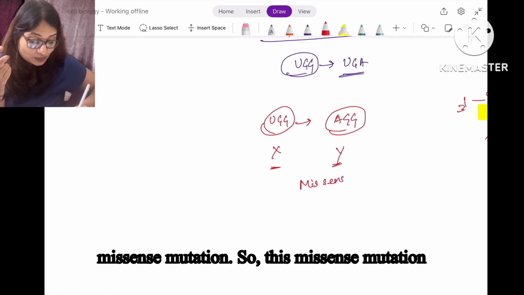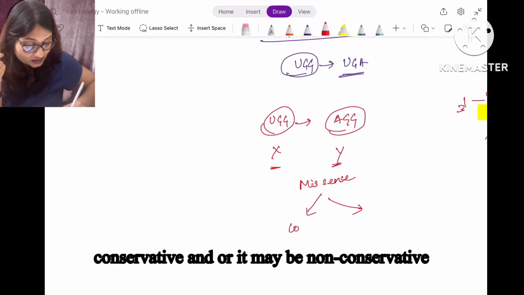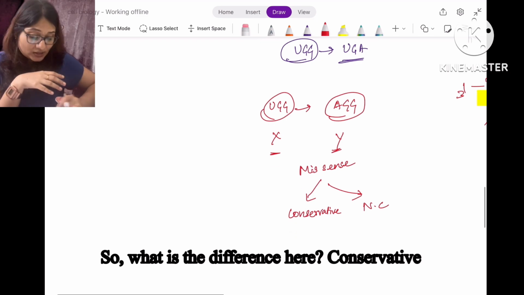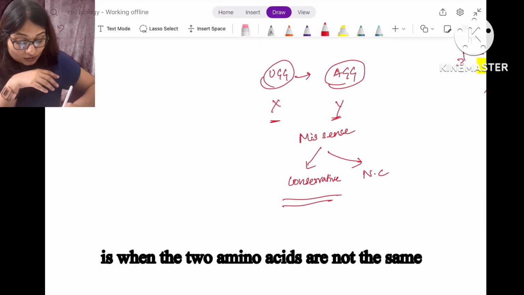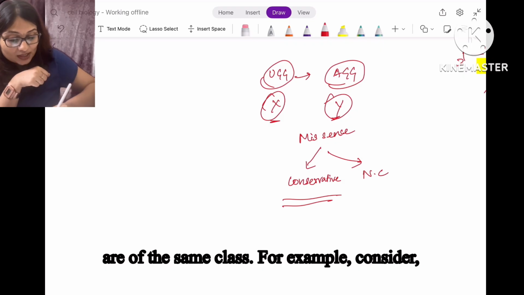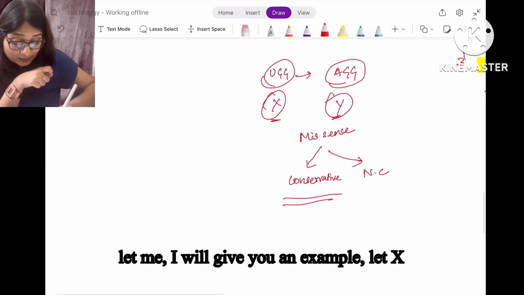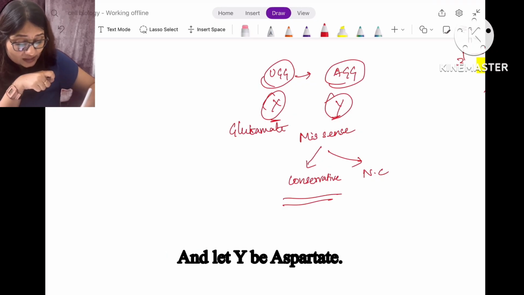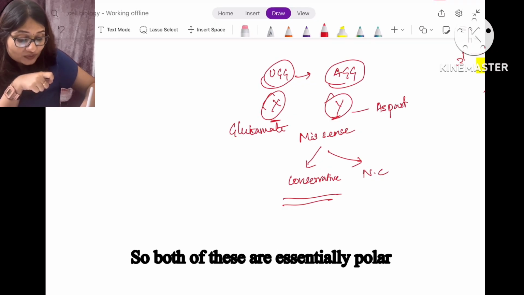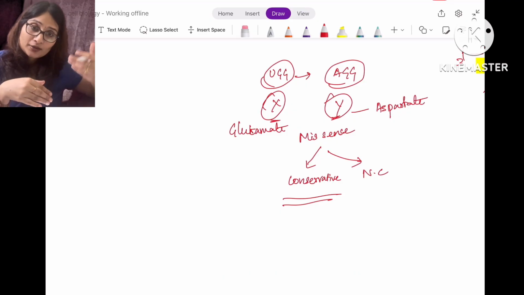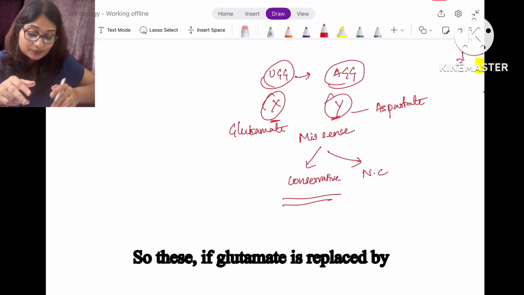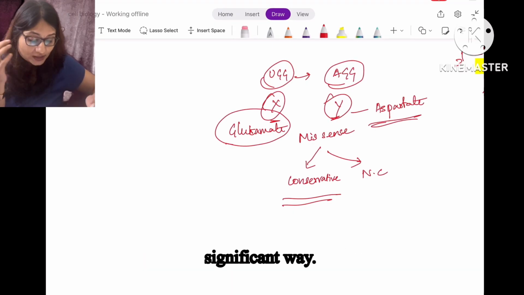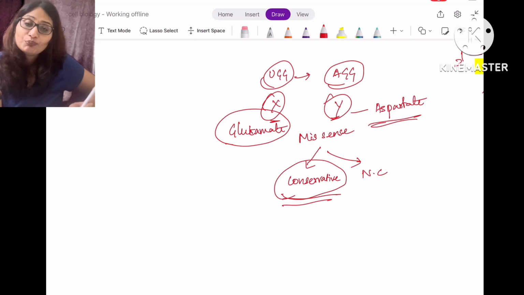So this missense mutation may be of two types. Okay, this may be conservative, or it may be non-conservative. So what is the difference here? Conservative is when the two amino acids are of the same class. For example, I'll give you an example. Let X be glutamic acid, glutamate, and let Y be aspartate. Okay, so both of these are essentially polar negatively charged amino acids. So if glutamate is replaced by aspartate, it's not going to affect the protein in a significant way, right? So that is considered a conservative missense mutation.